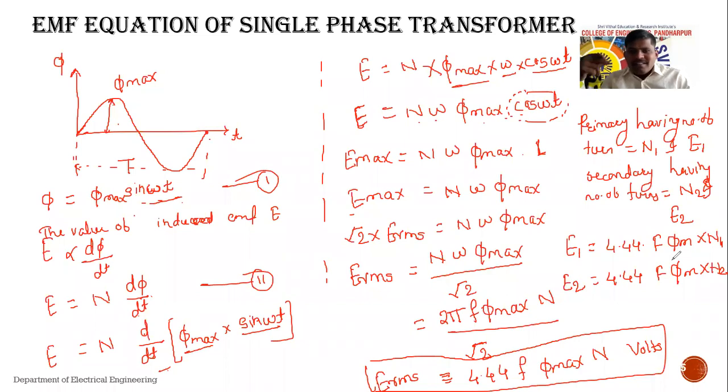Again, this equation can be represented in another form. Do you know what the relation is between the maximum value of flux and flux density? How do we represent flux density?